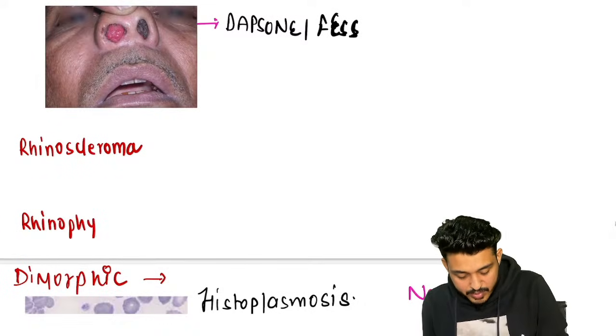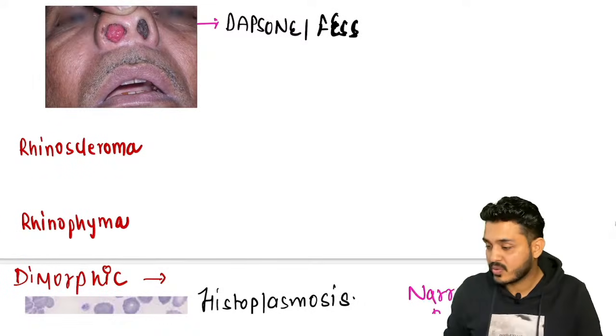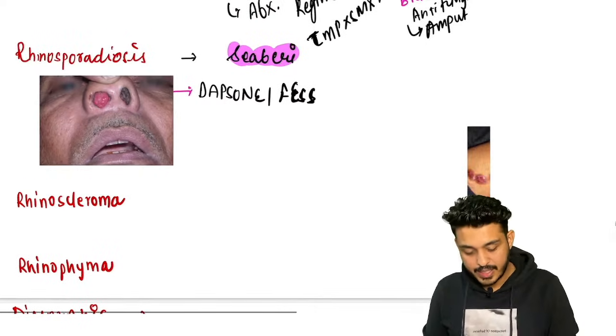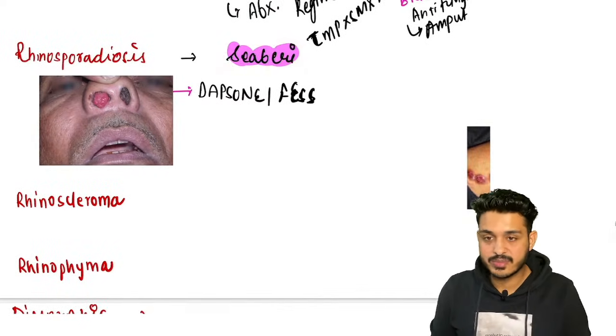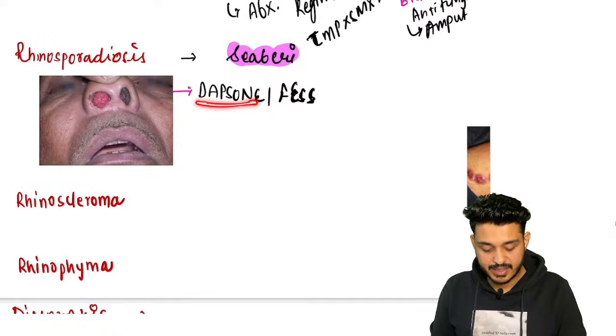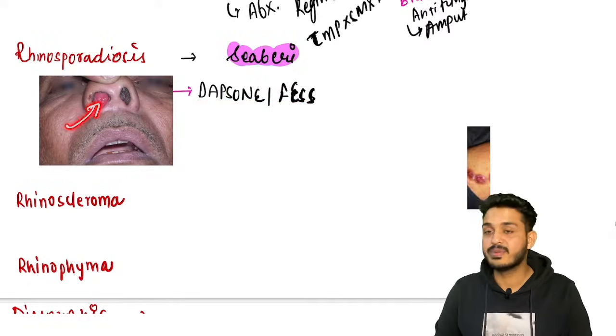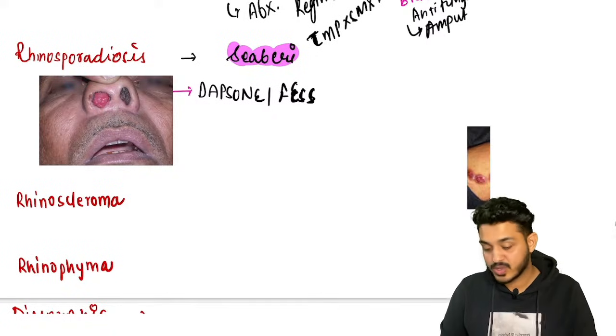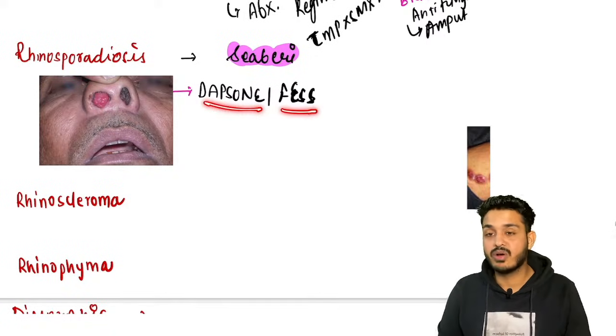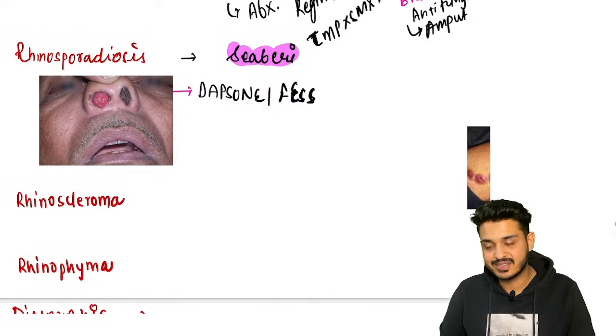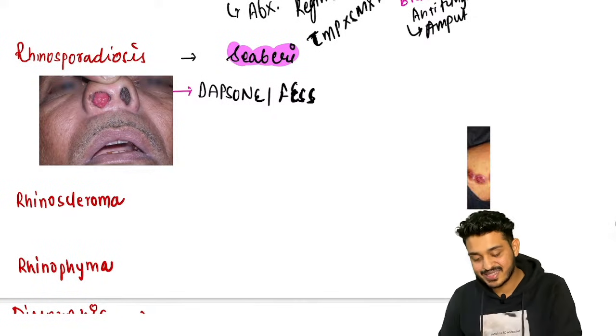Let's club all of them together. What is rhinoscleroma? What is rhinophyma? Rhinosporidiosis is due to Rhinosporidium seeberi, a fungal one. This particular person will have a mulberry-like mass coming from the nose. You can give dapsone. If not, you can do surgery, and this surgery will be functional endoscopic sinus surgery.